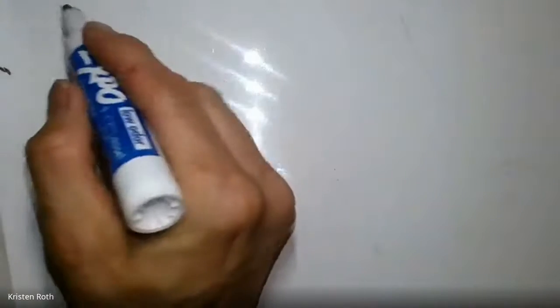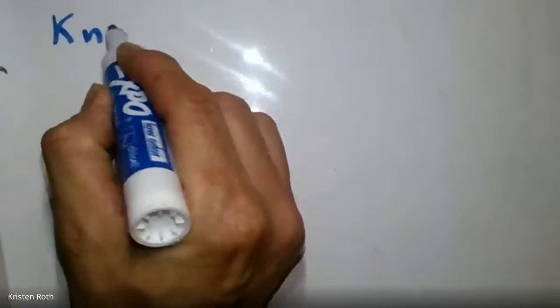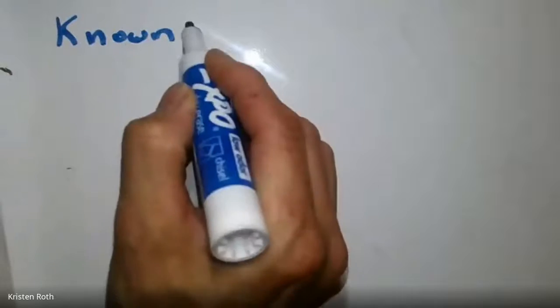Suppose a converging lens has a focal length of 10 centimeters and an object of height 1 centimeter is placed in front of the lens at 5 centimeters. Locate the resulting image. All right, so first thing you do when we're doing these math questions is you always start with the knowns.